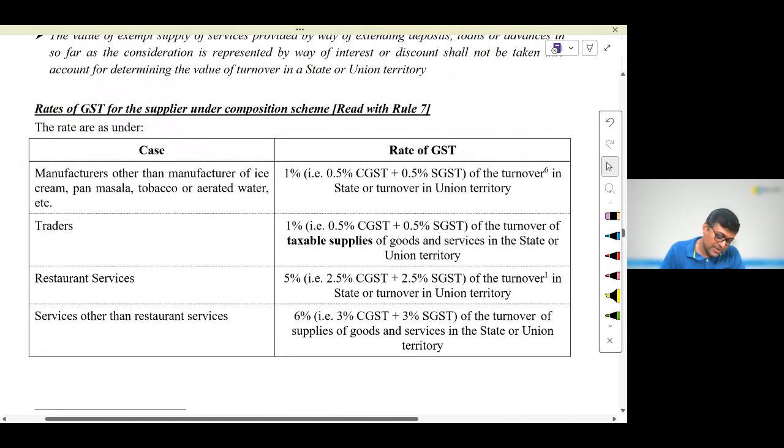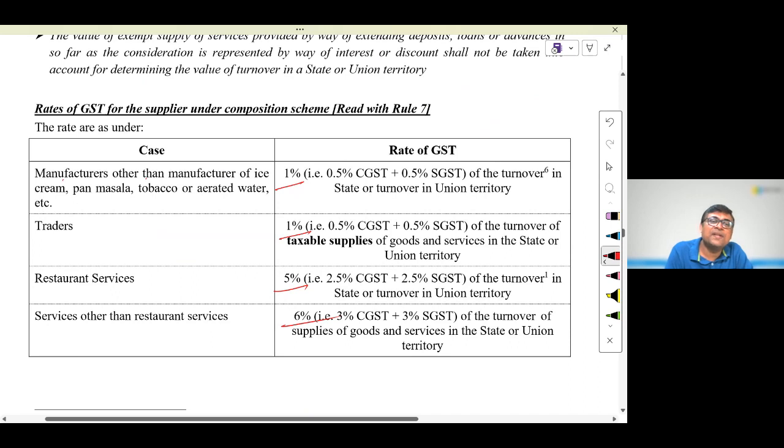What should be the rate of GST? Ideally, whatever the rate is suggested by the GST Act, 5%, 12%, 18%, 28%, forget about all these rates. Here, if you are under composition scheme, since you are supposed to pay it from your own pocket, you are supposed to pay GST at these rates.